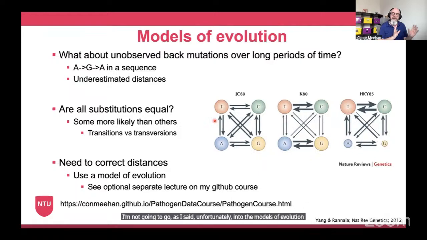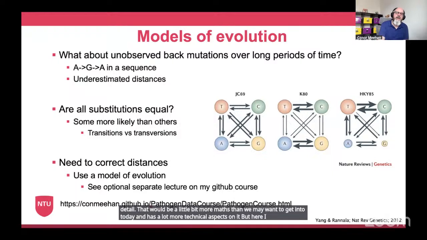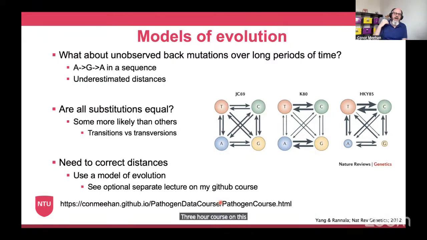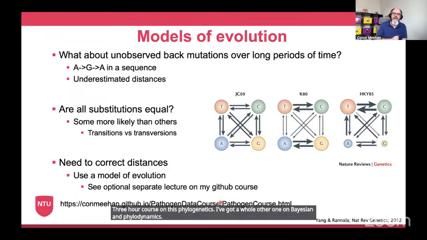That would be a little bit more maths than we may want to get into today, and has a lot more technical aspects to it. But here I link to my GitHub course. If you just search my name, Conor Meehan, and pathogen data course, you'll find it. In there, I've got a 3-hour course on phylogenetics. I've got a whole other one on Bayesian and phylodynamics. I've got an optional lecture there also on how models of evolution work. So if you really care about that, dive into them. You can always email me with any questions.